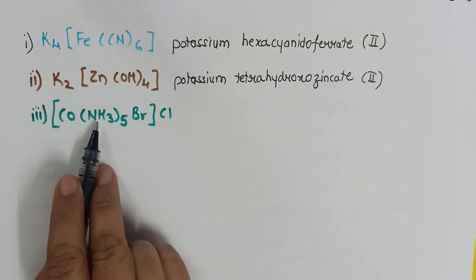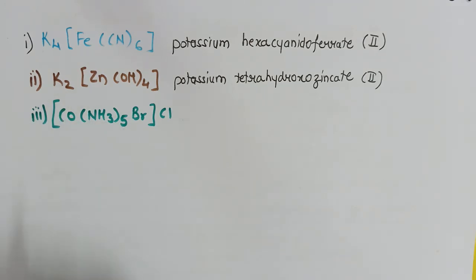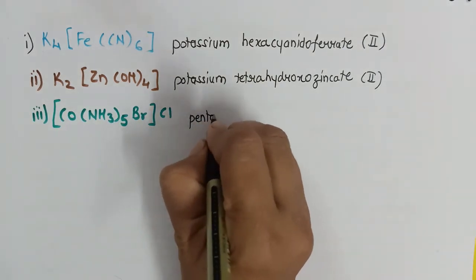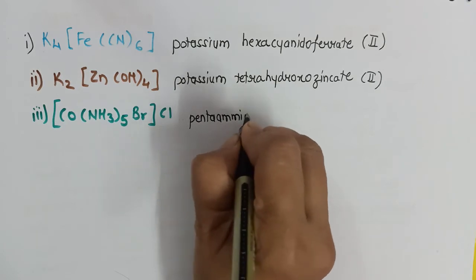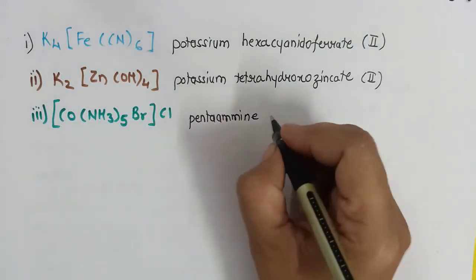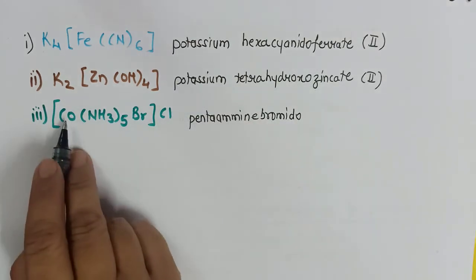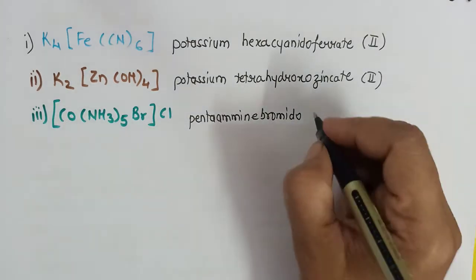So this will be the first, amine. 5, so pentaamine. And therefore the name will be pentaamine. This is bromine, negatively charged ligand. Bromido. You can write bromo also. Then the central metal atom, cobalt.